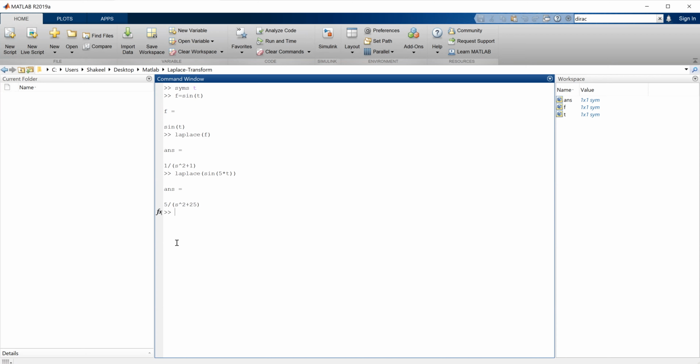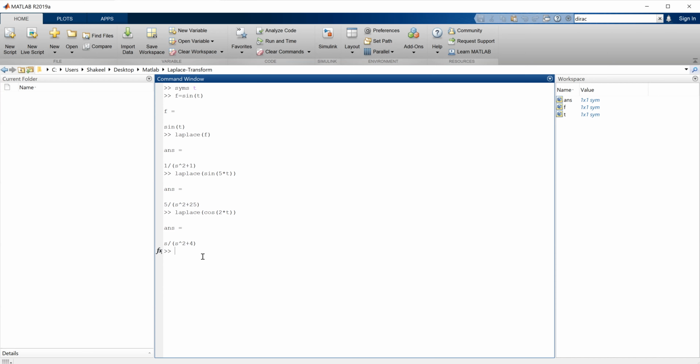In the same way we can determine the Laplace transform of cos, simply cos of, let's suppose, 2t. The Laplace transform of this is s divided by s square plus 4. So this is how we determine the Laplace transform of these trigonometric functions.